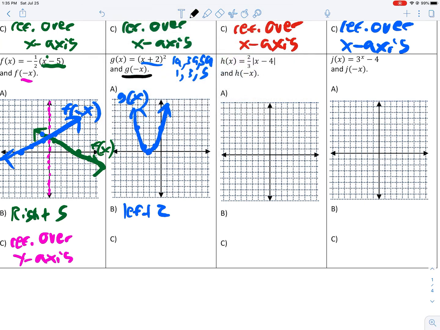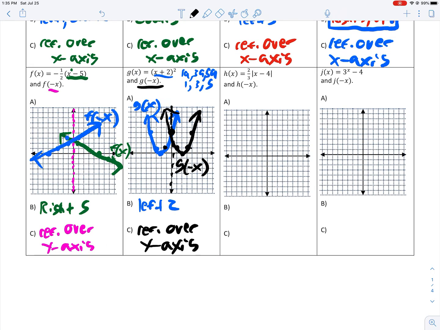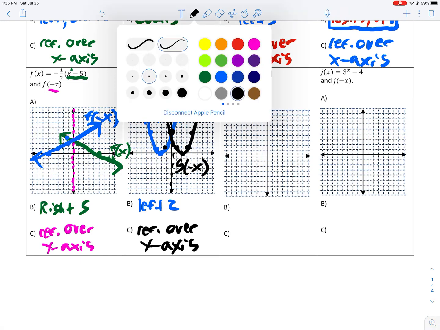Now we have g of negative x, so that's going to be a reflection over the y-axis. So again, here's your y-axis. So this point's got to stay there, but this one's 1 to the left, now 1 to the right. 2 to the left, 2 to the right. 3 to the left, now 3 to the right. And there we go. So there's our reflection. Again, using multiple colors on this part makes it a lot easier. Or a pen versus a pencil.